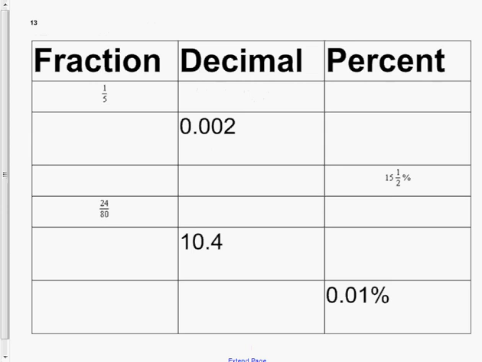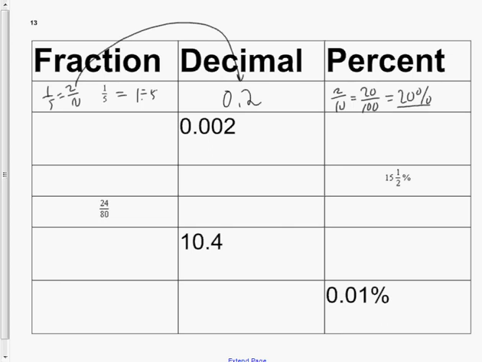Your next question was your table. If you're given 1/5, you're asked to write it as a decimal and as a percent. So 1 divided by 5, if you did in the calculator, it would give you 0.2. Or you could simply say that 1/5 is equivalent to 2/10, and therefore its decimal is 0.2. But as a percent, 2/10 is equal to 20 hundredths, which is equal to 20%. Your percent for that is 20%.